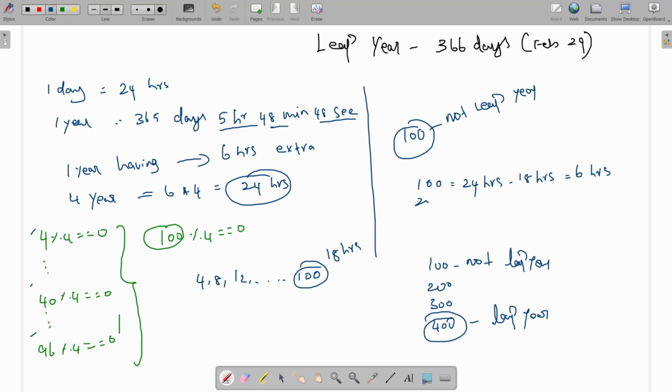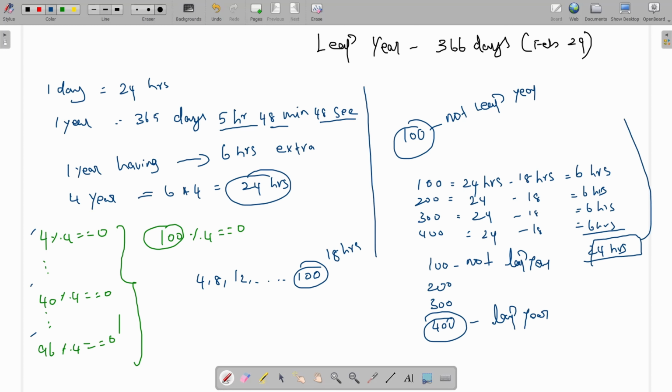Like that, in the 2nd century also, I paid 24 minus 18, and I'm having 6 hours extra. In the 3rd century also, 24 minus 18, I'm having 6 hours extra. In the 4th century also, I'm paying 24 minus 18 hours of my debt, 6 hours extra. But let's calculate up to the 4th century: I'm having 24 hours. In the 4th century, even after I paid my debt, I'm having 24 hours. So I'm including this 24 hours as a leap year. So the 4th century is a leap year.